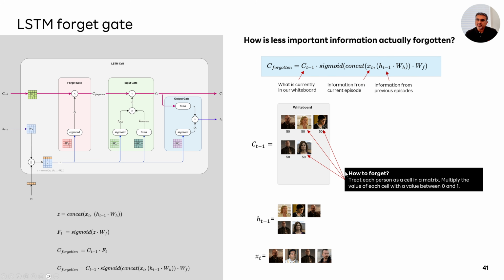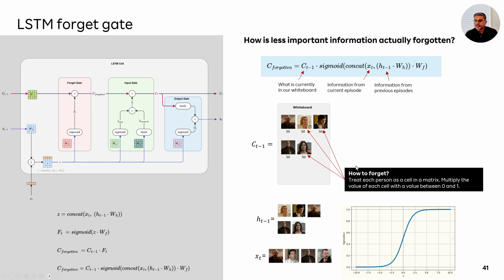The way you do that mathematically is that if you can multiply these values with something which is a value between 0 and 1, you can essentially decrease their score. Because forgetting means you're decreasing the score of these characters. One great way of getting a number between 0 and 1 to multiply with these cells is the sigmoid function. Because sigmoid takes any value, however big or however small it is, and squashes it into a value between 0 and 1. That's what sigmoid does. Okay.